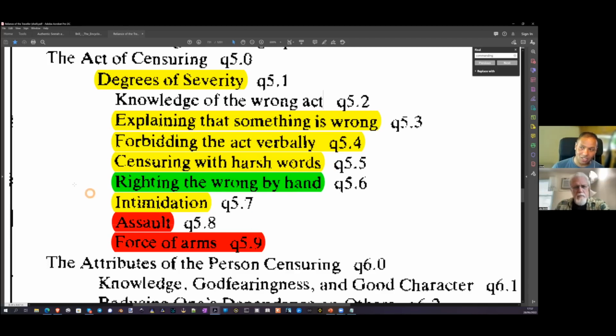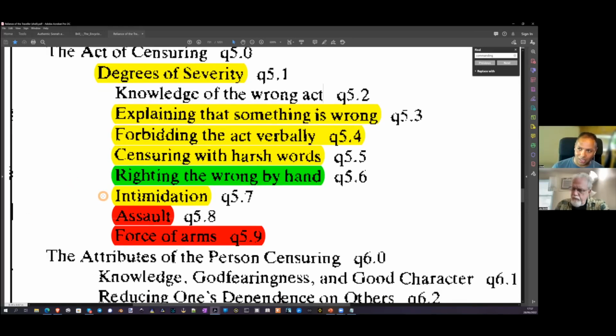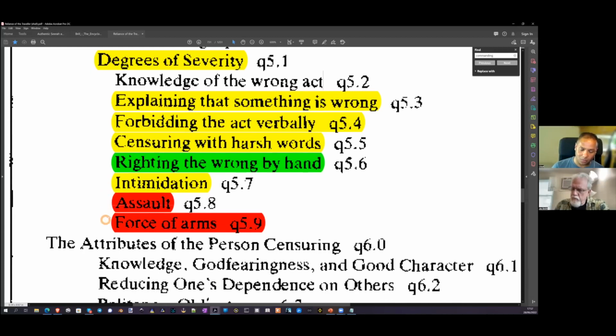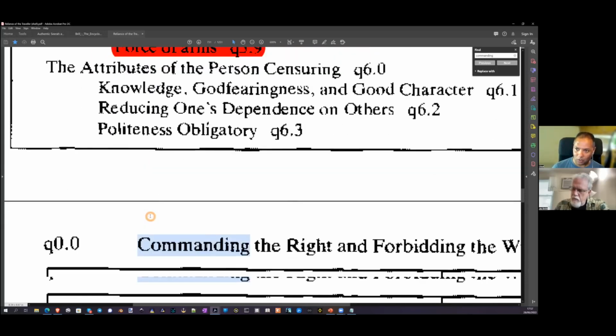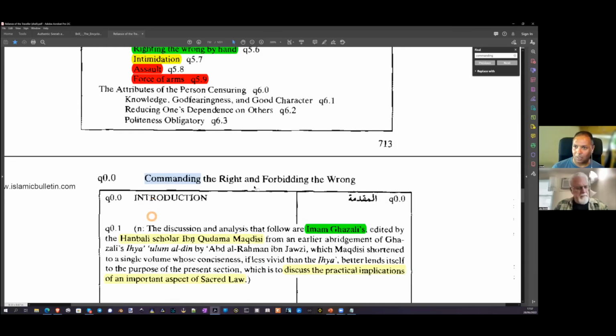Righting the wrong by hand. This is not using a pen and writing something down. This is using your hand. I will let you think how that can play out. Then intimidation, then assault, then force of arms. Getting a gang together and ganging up on someone, this is part of this process. So let's have a look at what this tells us.